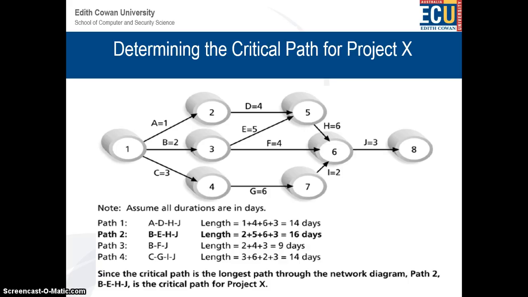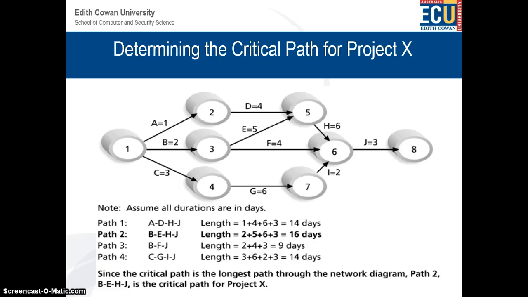Let's see the durations in days. Path 1. Path 1. Yay. A D H J, that is 14 days. And B E H J, that is 16 days.